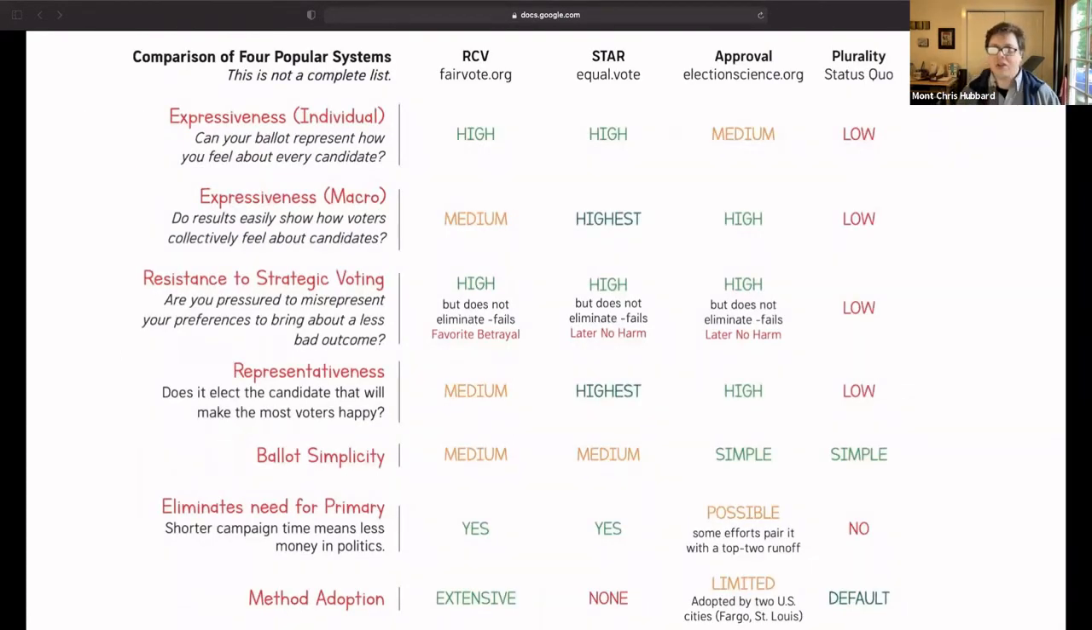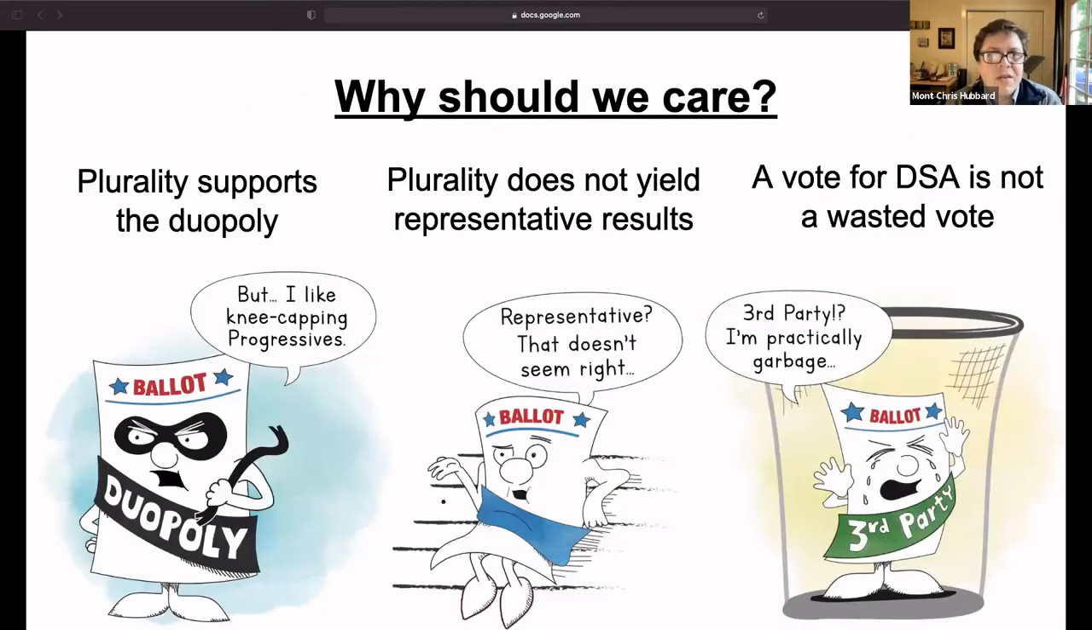This is a matrix of the 3 different methods plus plurality, looking at various criteria that are these real world criteria that I talked about. So I encourage all of you to look at our memo. We think this is a very important issue for these reasons.